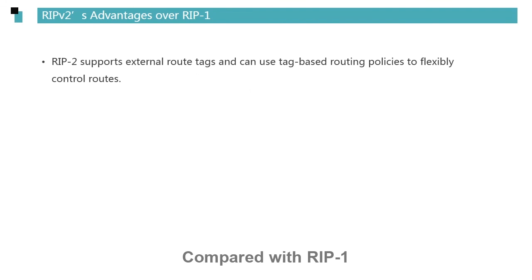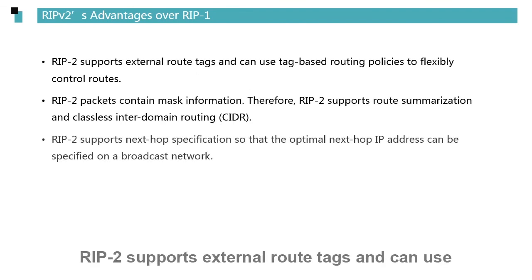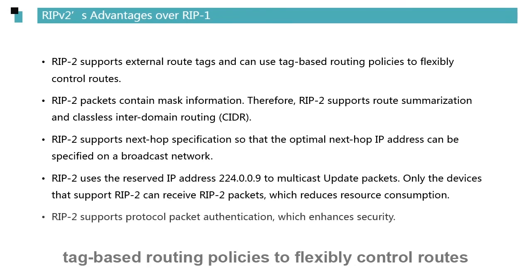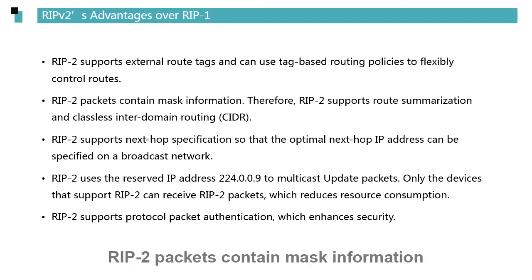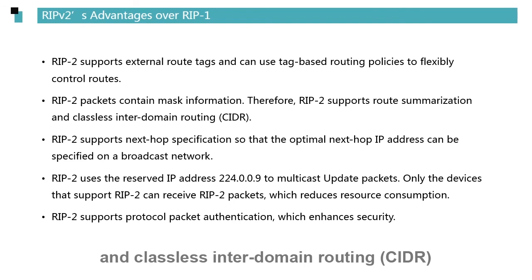Compared with RIP1, RIP2 has more advantages. RIP2 supports external route tags and can use tag-based routing policies to flexibly control routes. RIP2 packets contain mask information. Therefore, RIP2 supports route summarization and classless inter-domain routing, CIDR.